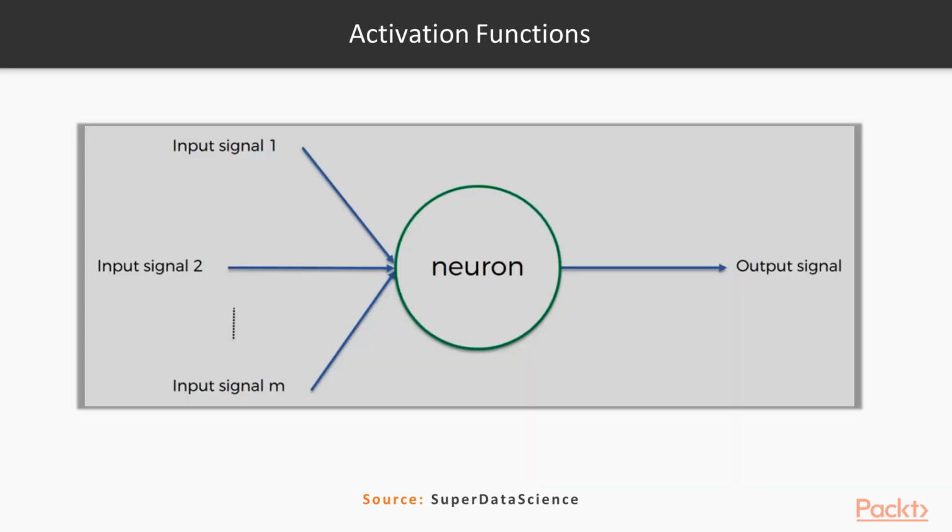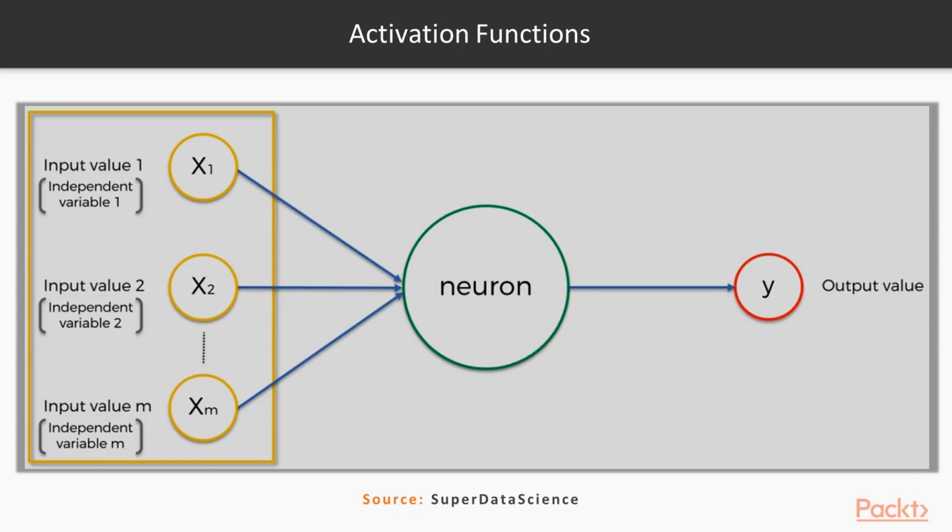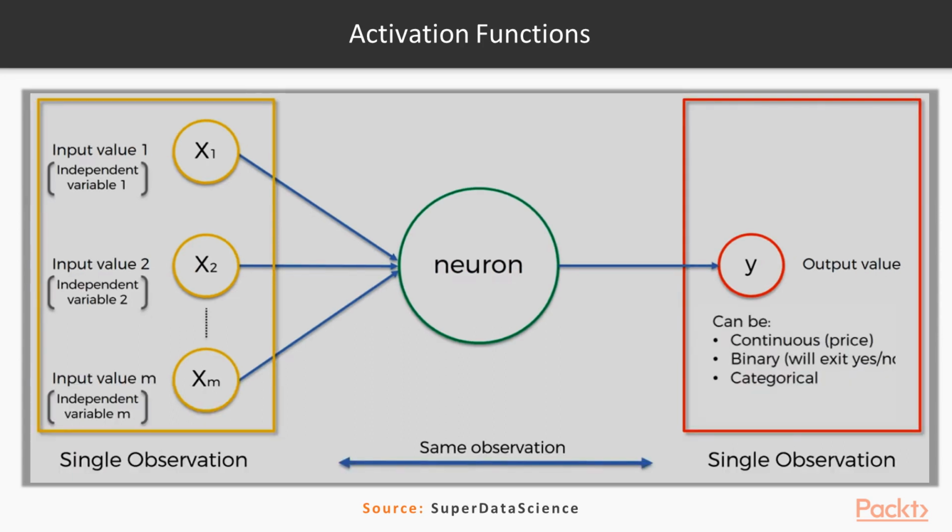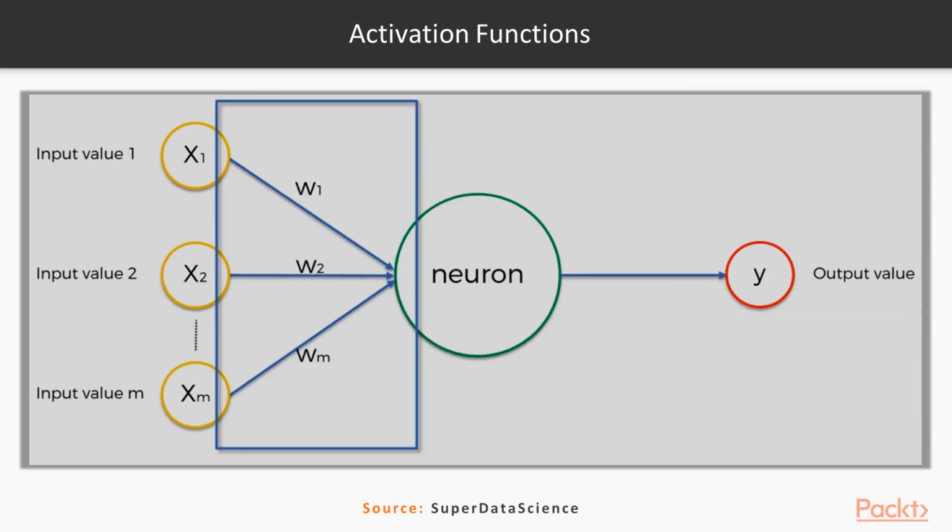Now let's talk about activation functions. In our artificial neural network, we have our input values and we have our output values. Output values could be anything. It could be continuous like price. It could be binary, like whether a person leaves the bank or stays in the bank, or it could be a categorical variable. And one thing you have to remember is that all of this is a single observation.